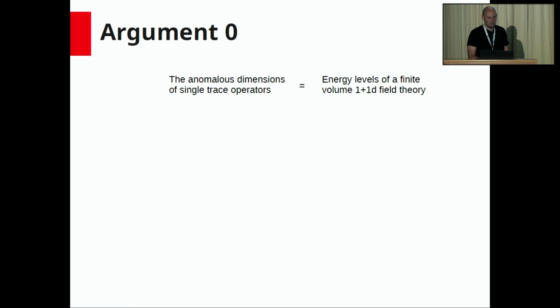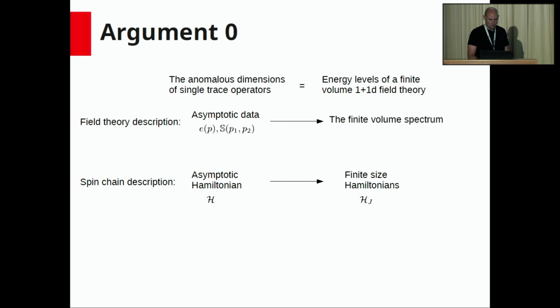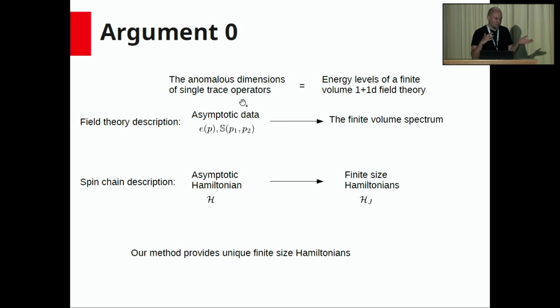My first argument comes from the fact that the anomalous dimension of the single trace operator is equal to the energy level of a 1+1 dimensional field theory. And we know that in the field theory description, the asymptotic data, which is the dispersion relation and the scattering matrix, defines uniquely the finite volume spectrum. It is not an unnatural assumption that in the spin chain description the statement is also true. Therefore, the asymptotic Hamiltonian is completely defined and uniquely defines the finite size Hamiltonian. And we saw that the method I showed you provides unique finite size Hamiltonians. So it's in agreement with this mapping between spin chain and field theories.